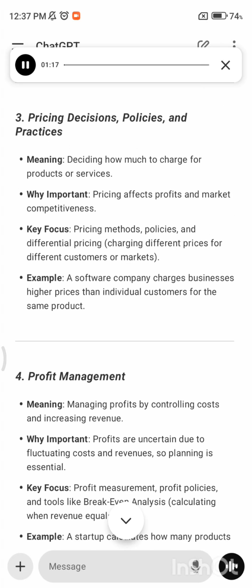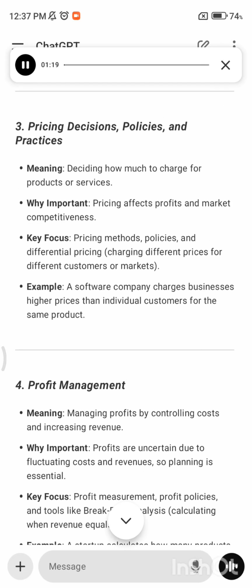3. Pricing decisions, policies, and practices, meaning deciding how much to charge for products or services. Why important? Pricing affects profits and market competitiveness. Key focus, pricing methods, policies, and differential pricing, charging different prices for different customers or markets. Example, a software company charges businesses higher prices than individual customers for the same product.